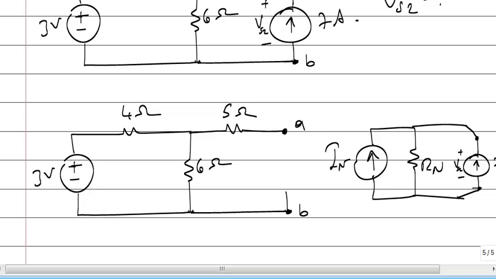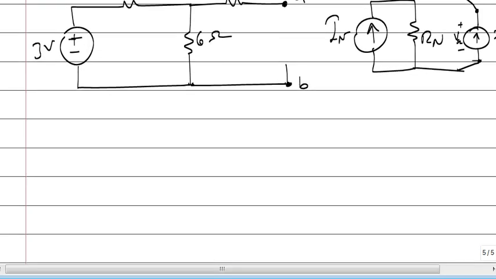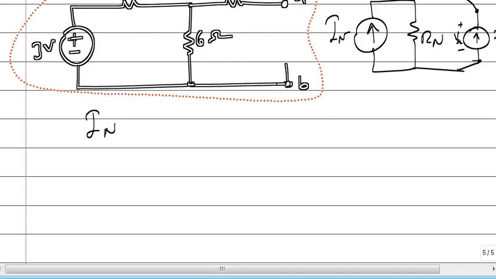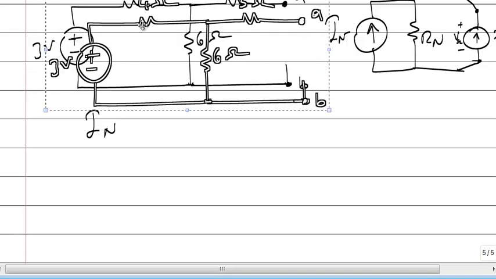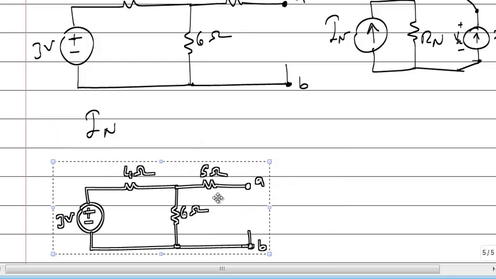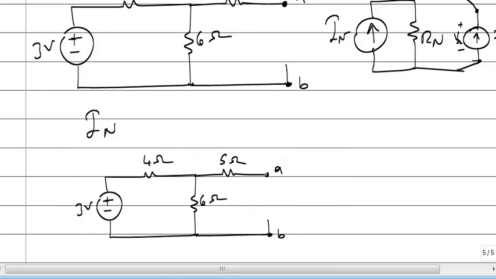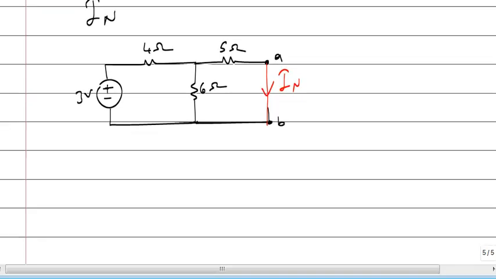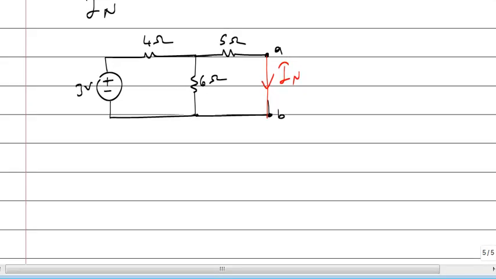So let's calculate I Norton. I Norton is the current of the short circuit, points A and B. What's that current? I Norton. How can I calculate? After finding the voltage of this point, I can calculate. Okay?